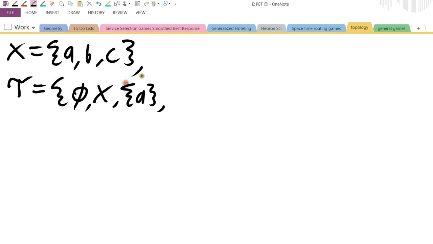Okay then, so let's just cement some of these ideas now. So we'll take a look at a sort of toy example. Let's consider the topological space with a set X equal to A, B, C, and the topology consists of the empty set, X, A, and BC.